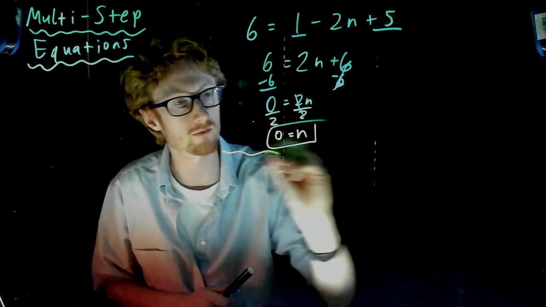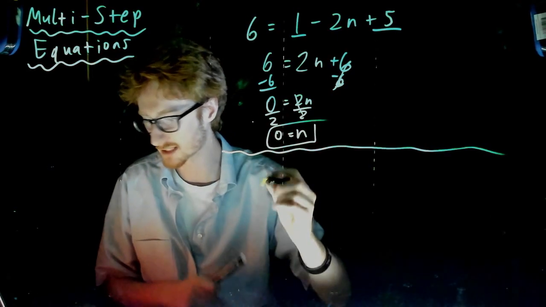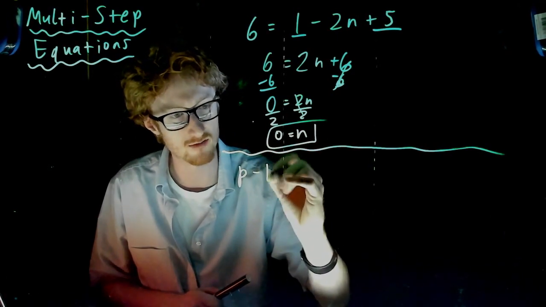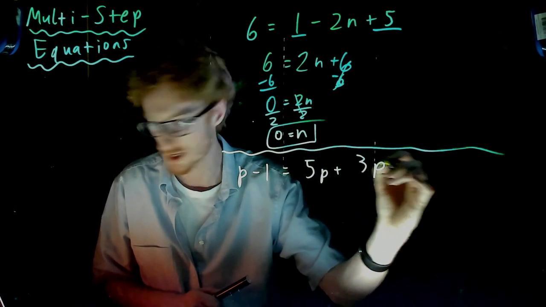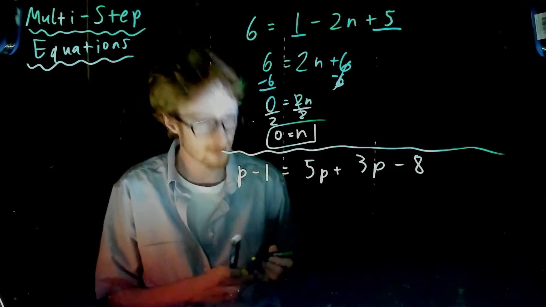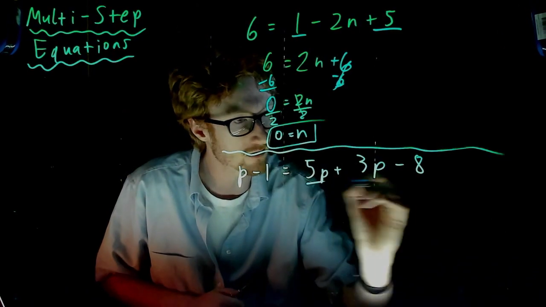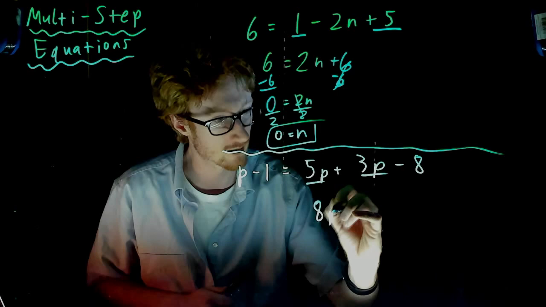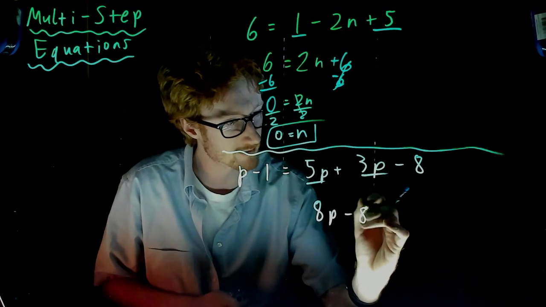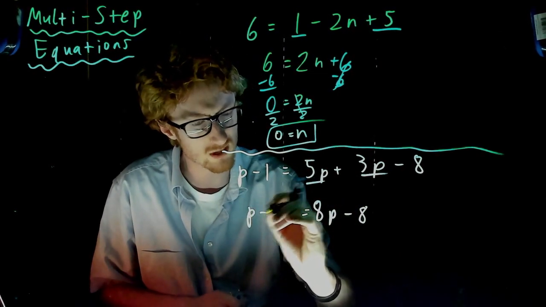All right, let's do another one. This one's going to make us combine like terms, but it's also going to have something a bit weird. It's going to have letters on both sides, which we haven't seen quite yet. 3p minus 8. Okay, so let's do the same thing we did last time. Notice I have a p here and a p there. Let's combine them. 5p plus 3 more p's, that's 8 p's. All right, let's drop the rest of this stuff down. This minus 8, this p minus 1, and let's go from there.